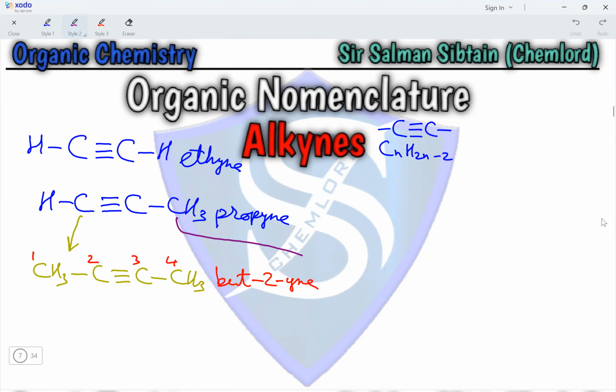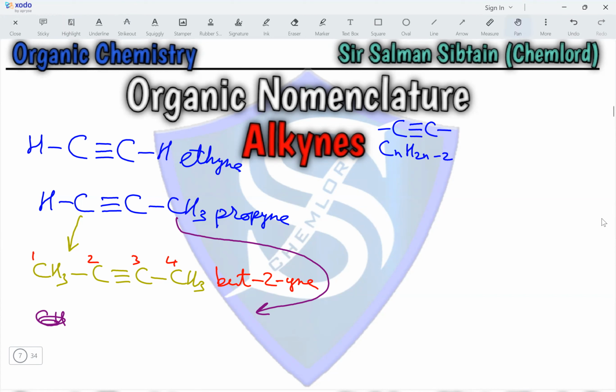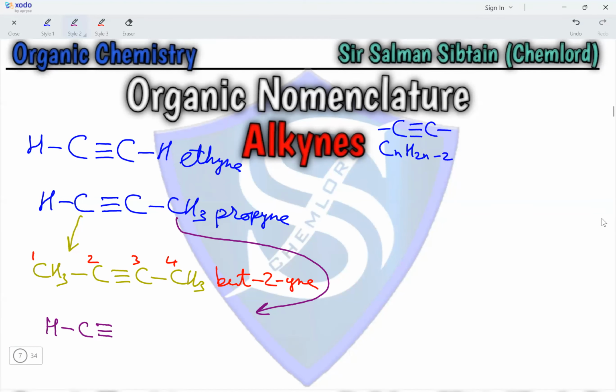Now, introducing a CH3 group on propyne would give us CH, no, not CH, because we start with only hydrogen in this case. So let us rewrite the formula here. We would start with hydrogen, then we would have a carbon triple bonded to a carbon atom, single bonded to a CH2 group, and then to a CH3 group. So this way, now we've got four carbon atoms present.